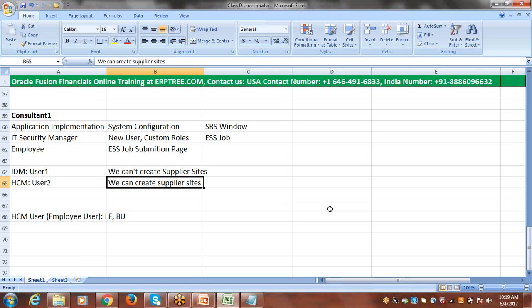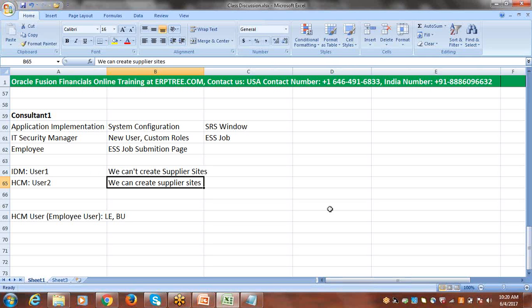Yeah, Lakshman, can you specify what kind of tasks we can perform using the implementation user, as a consultant? What setups will we do? Take a simple example, payables. You can set up financial options, payable options, payment terms, distribution sets, bank definitions. Take the example of receivables: auto accounting setup, transaction types, transaction sources. Setups and configuration which we do one time.